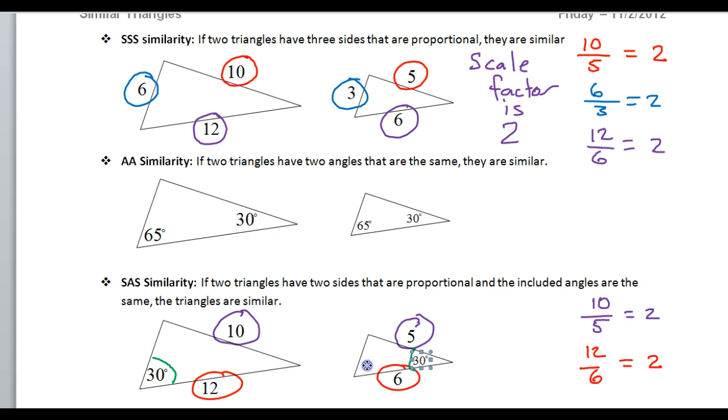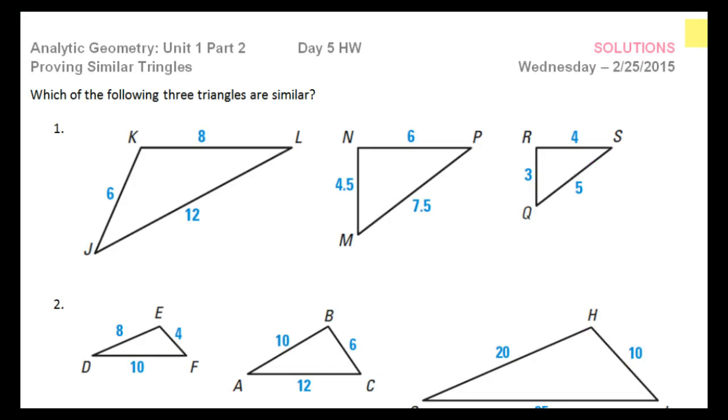Even if this 30 were also over here, still, these two triangles are not similar. We cannot be sure that they are similar. It has to be two proportional sides and the angle that's between them, not the angle that's off to the side.